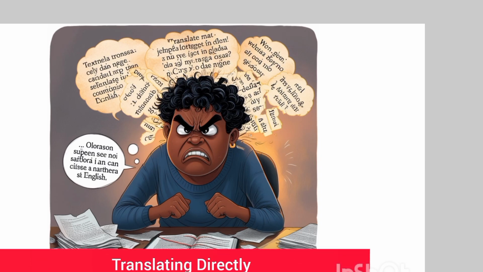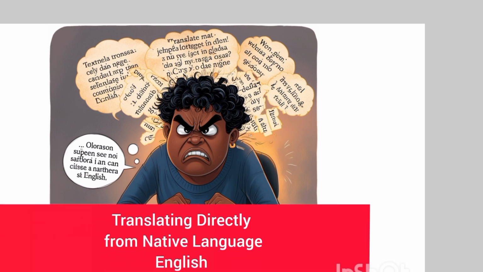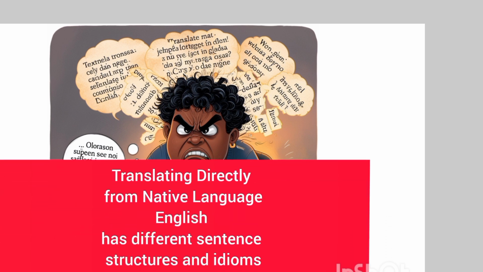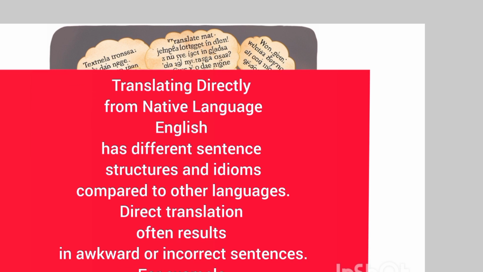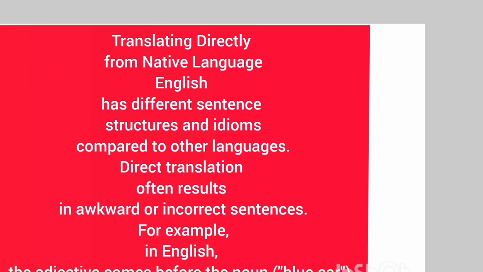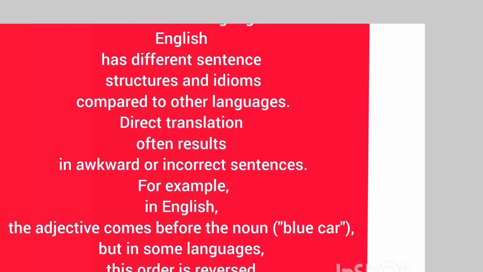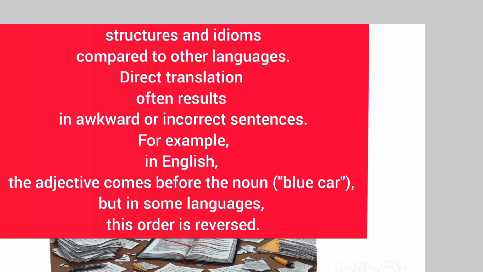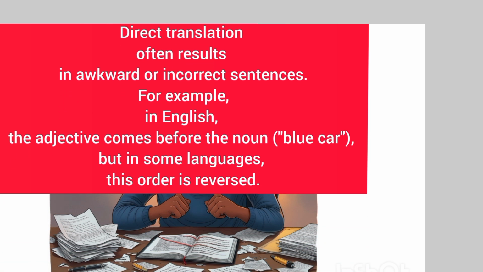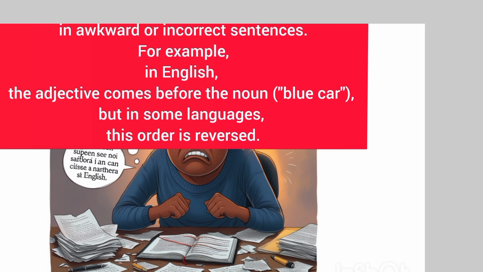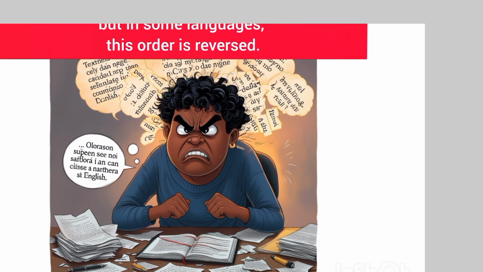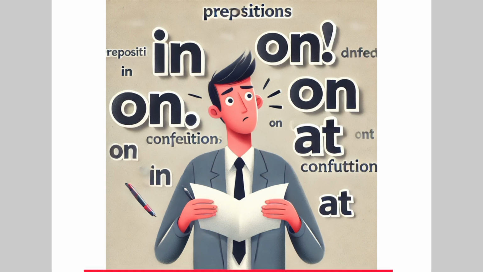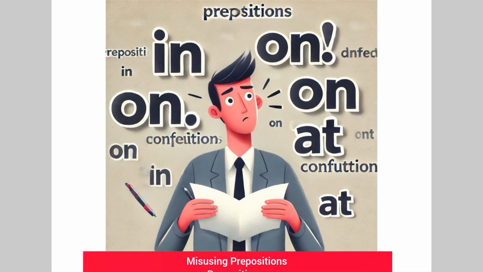Number two, translating directly from native language. English has different sentence structure and idioms compared to other languages. Direct translation often results in awkward or incorrect sentences. For example, in English, the adjective comes before the noun, such as blue car, but in some languages this order is reversed.